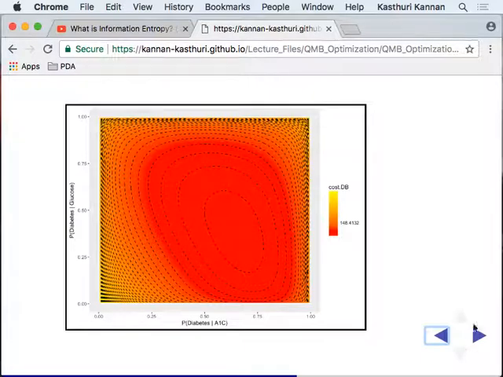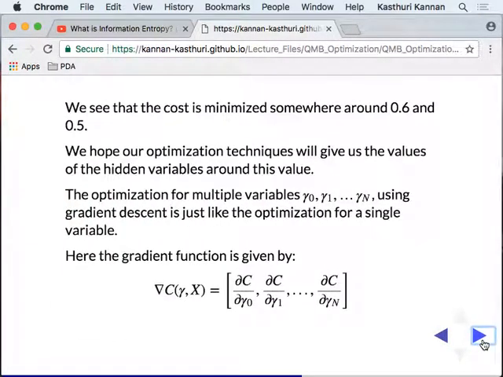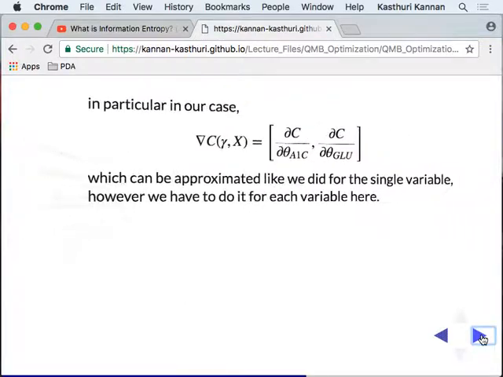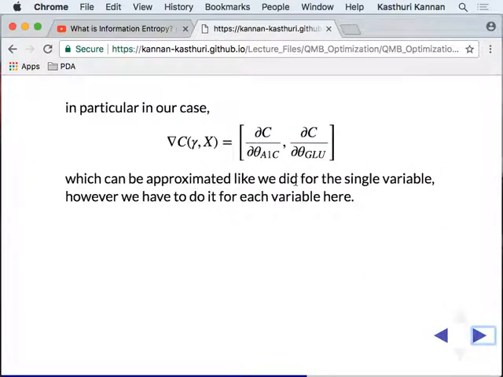Now I'm trying to find this value from optimization, and we hope our optimization techniques will give you this value. For multivariable optimization, it is the same as for a single variable. It's not too different. Here, the gradient function is given by a vector. For each of these, you have a vector of values. In our case, this is 2 dimensions, and your variables are A1C and glucose.